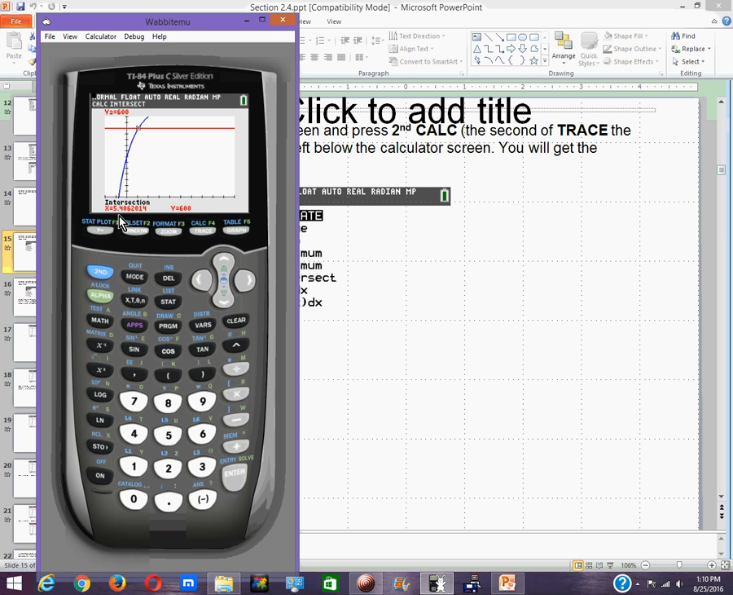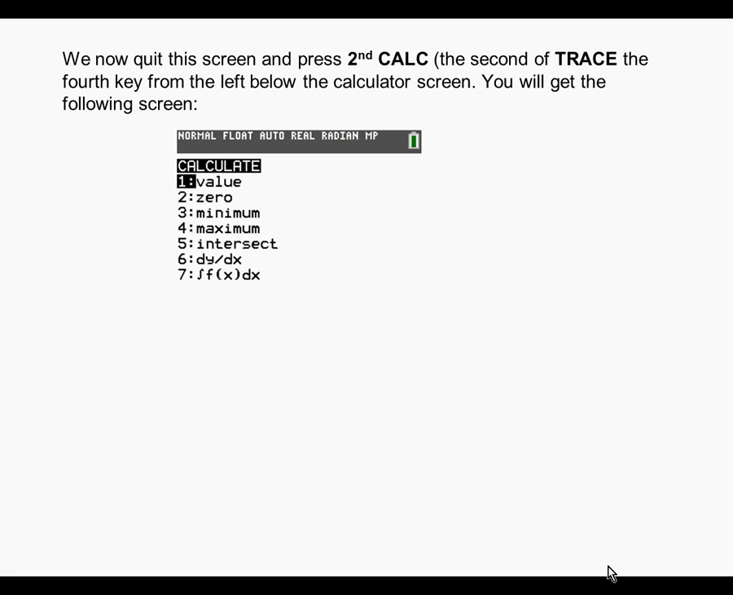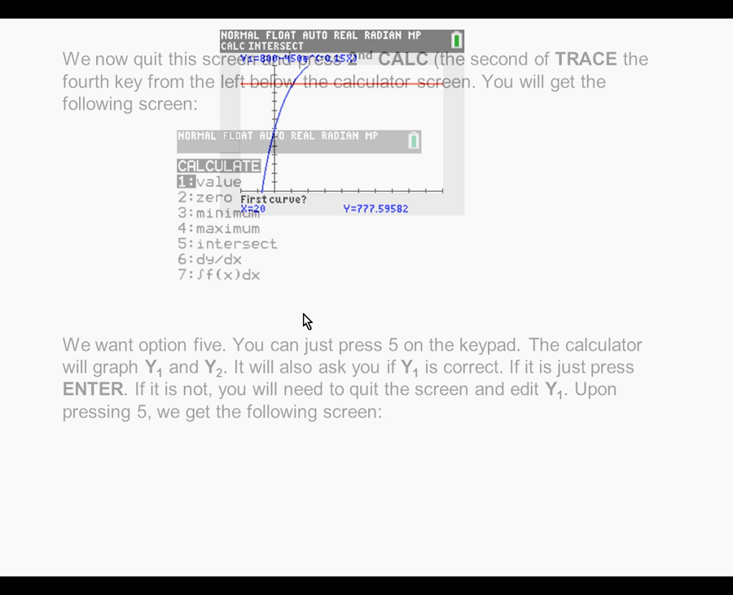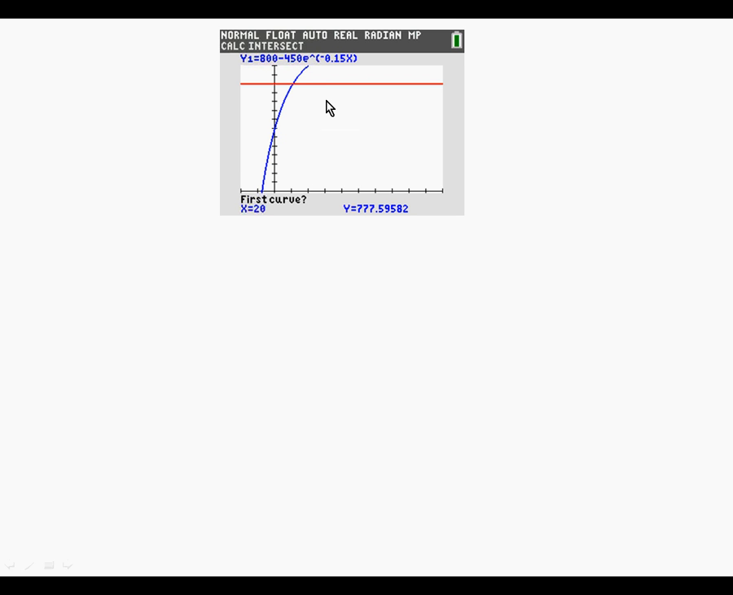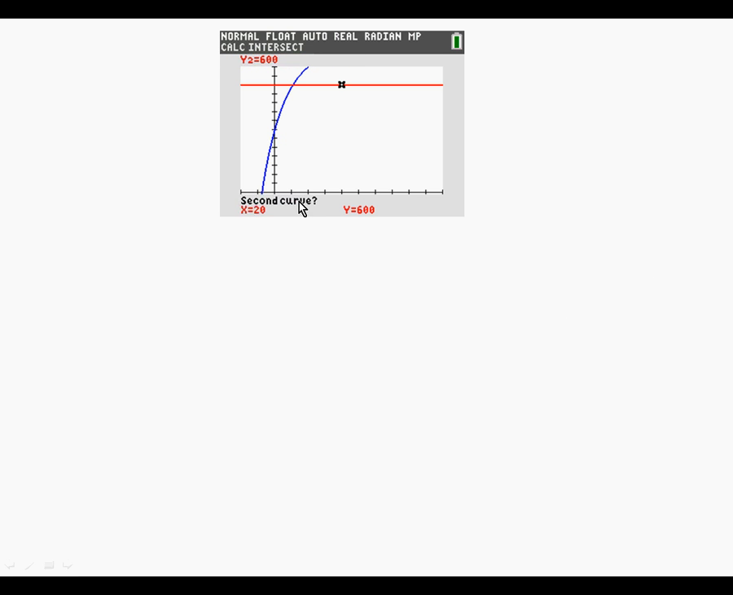5.40620014, etc. And remember, we don't care about the y. But remember, it had to be 600 because that was the right-hand side. So we care about the x. So to get caught up in the presentation here, we wanted option 5, right? So you can either scroll down to it with your arrow keys or just press 5. And then it's asking, is that correct for y1? And then it's going to ask you, is that correct for y2? And then it's going to ask you, do you want to make a guess of 20?